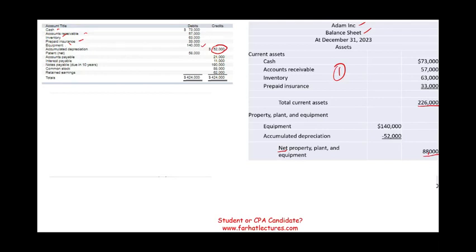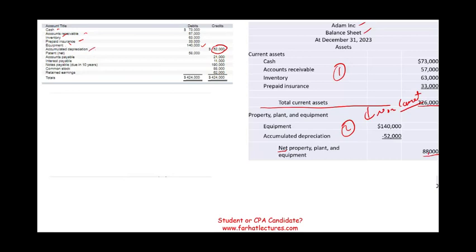We could have land in this area. We could have furniture. We could have computers, so on and so forth. So this is the second section. You can call it the second section, or starting from here going down, those are all non-current. Okay, one of them is property, plant, and equipment. So we're done with property, plant, and equipment.